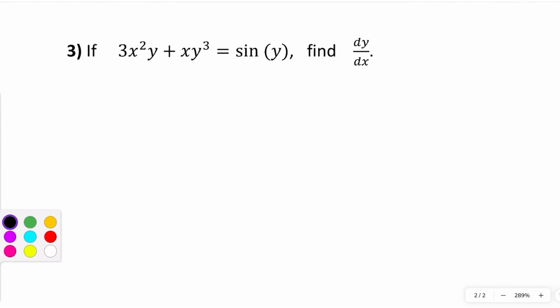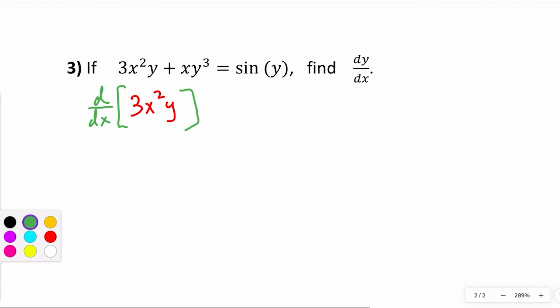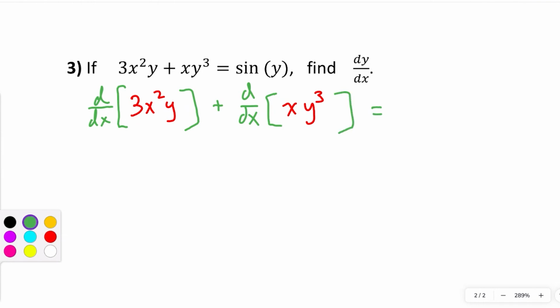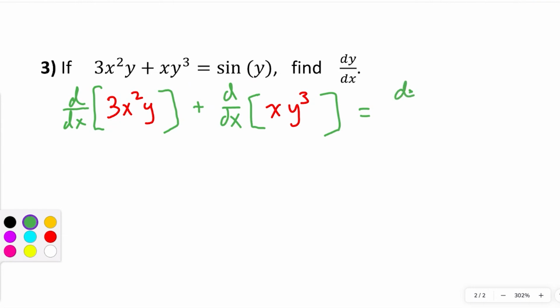So we're going to do d dx on both sides. We're going to find the derivative with respect to x of 3x squared y. And if it's not too much, I'm going to split up the expression and say plus d dx of xy cubed equals d dx. So we're basically taking the derivative of both sides with respect to x.